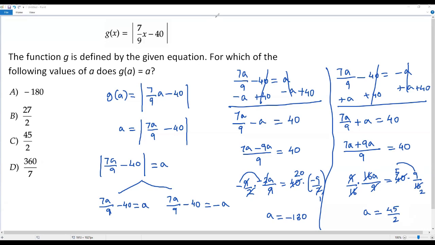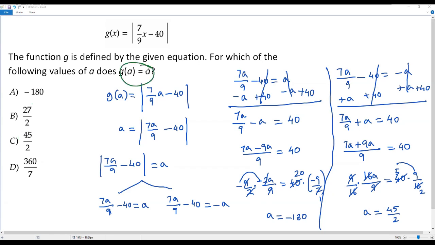Okay, now we got two values for a. One is a equals negative 180. The other one is a equals 45 over 2. Which one is correct? And also we find both the values, negative 180 and 45 over 2, in the answer choices. In answer choice A we have negative 180. In answer choice C we have 45 over 2. So which one can be correct?